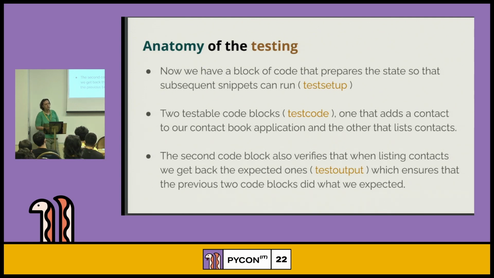The question might be, okay, great, we know that Sphinx doctest can do that for us, but how do we actually write the documentation in a way that it can work with Sphinx doctest? Obviously, you have to apply some minor tweaks. You just have to use different directives.